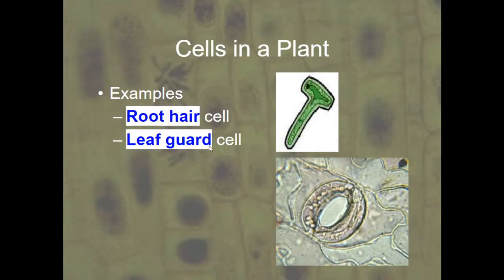And a leaf guard cell opens and closes to let water out, I believe, and oxygen out and carbon dioxide in, or vice versa if conditions are making the plant aerobically respirate. So let's go back to our notes.